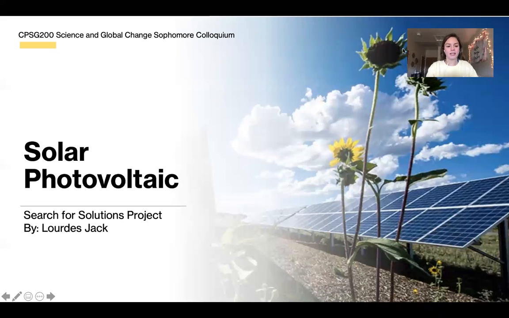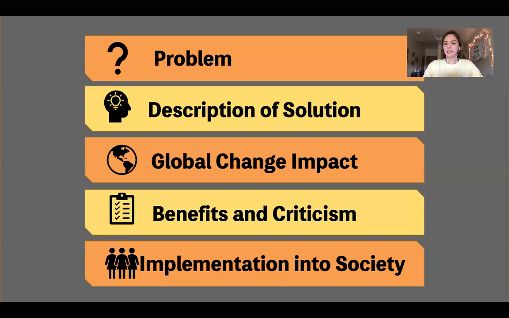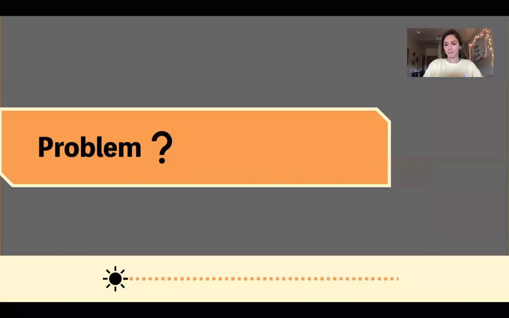Alrighty, so today we're going to talk about one of the S4S issues that I looked into, which is solar voltaic. So first we're going to discuss the problem that we're solving, the description of the solution, then we're going to go into global change impact, then we're going to talk about some of the benefits and the criticisms, and then we're going to talk about the implementation into society.